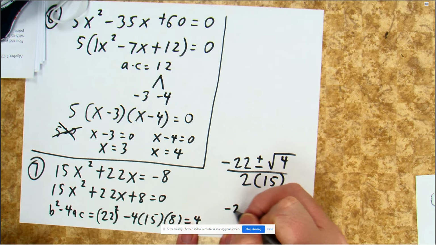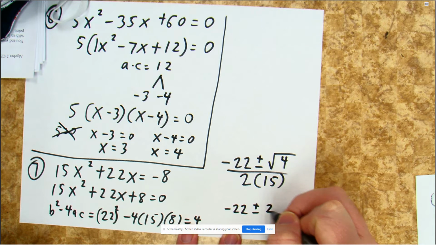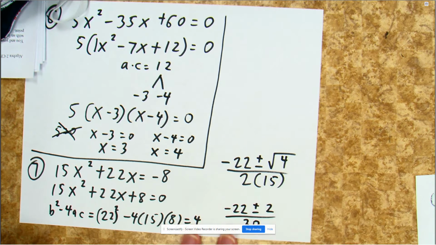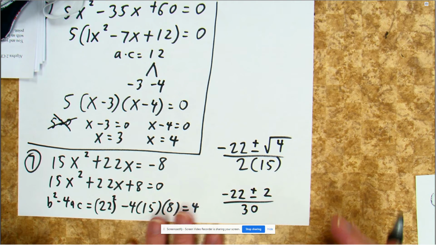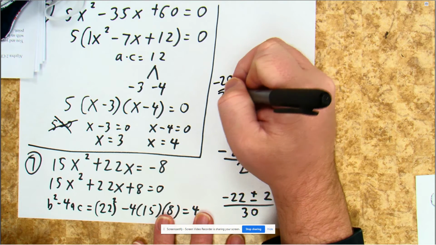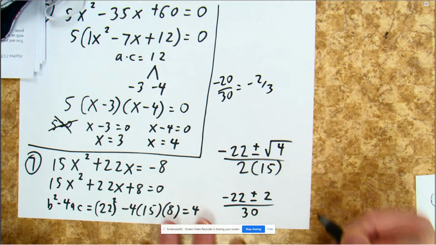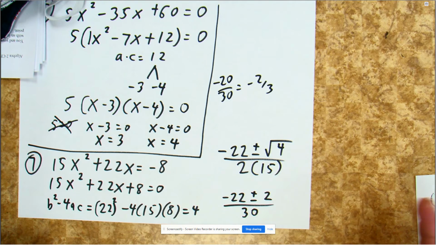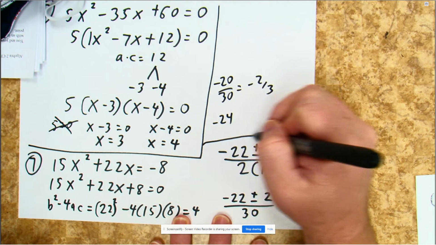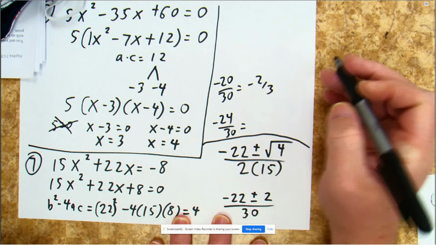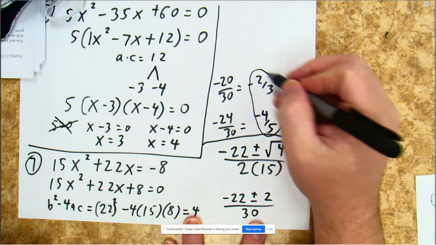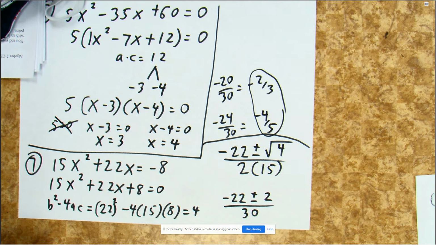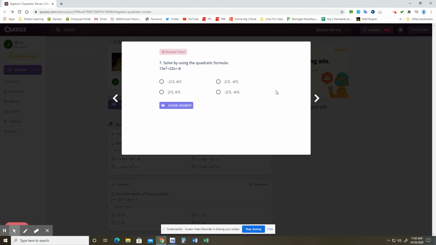It really is negative 22 plus or minus 2 over 30. Negative 22 plus 2 is negative 20 over 30, which is negative 2/3. And negative 22 minus 2 is negative 24 over 30, which reduces to negative 4 over 5. Those are my two answers. Looking at here, it should be this last one, and it is clearly.